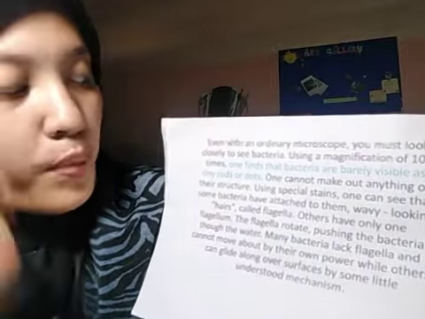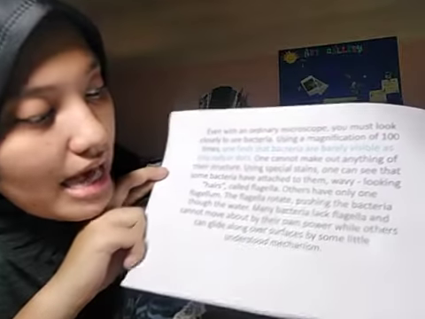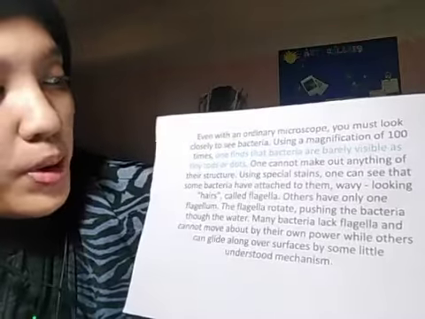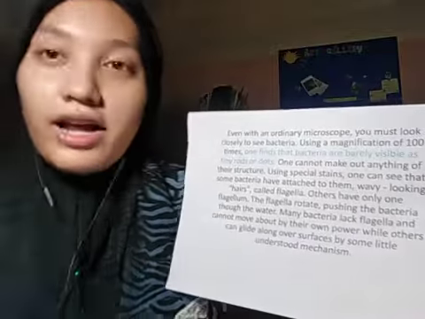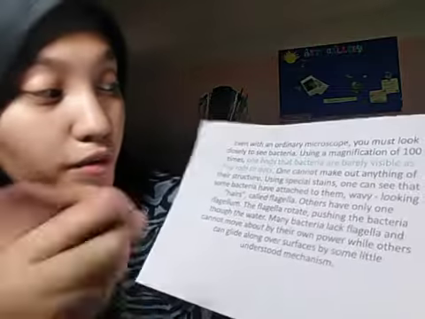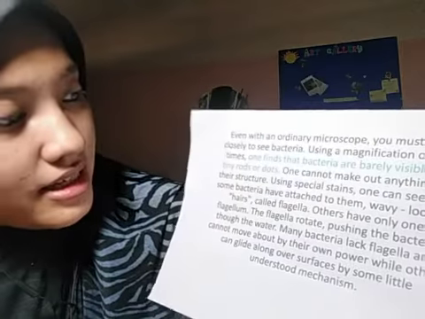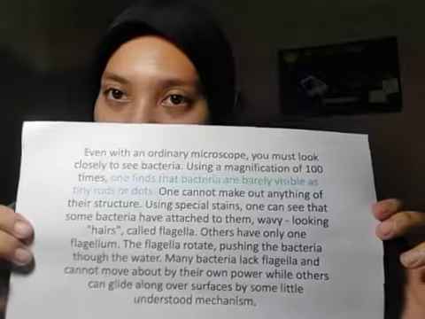Using a magnification of 100 times, one finds that bacteria are barely visible as tiny rods or dots. In this paragraph, it talks about the size, also the flagella, because a lot of people try to see the bacteria. One can see them as a dot the size of a pinhead, and the other one can see the structure too, like they have a wavy-looking hair. It's called flagella. So it still talked about the size of the bacteria.